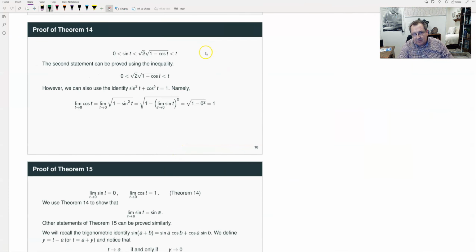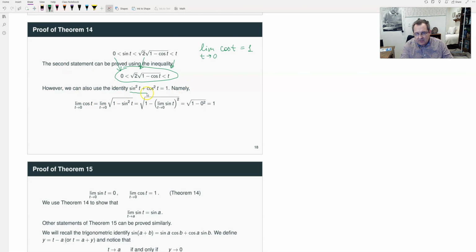Now we have a second statement that we need to prove, that the limit as t approaches 0 of cosine t is equal to 1. And there are two ways to do it. In principle, we could use a different portion of the inequality. We carry over 0, we carry over that square root, and we carry over t, and we can use the squeeze theorem. However, we can use a more powerful result.